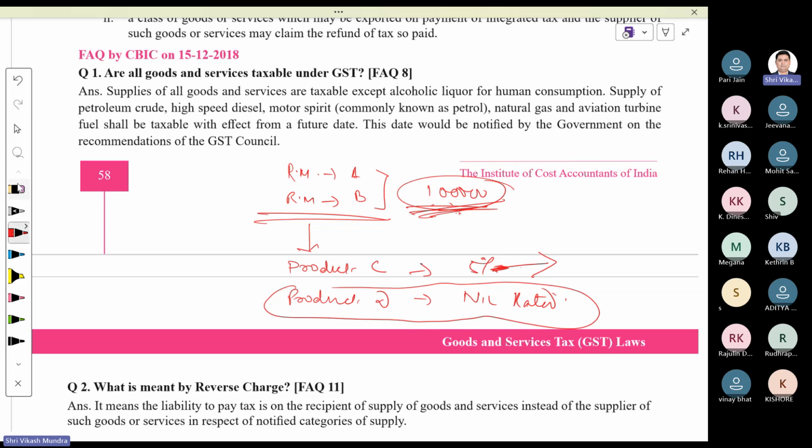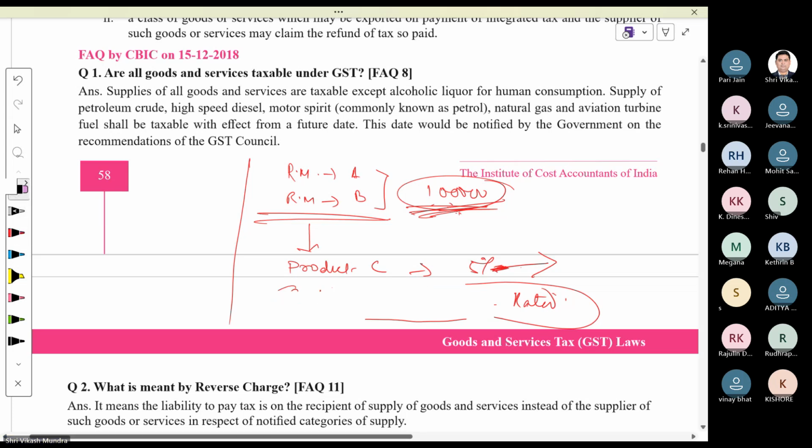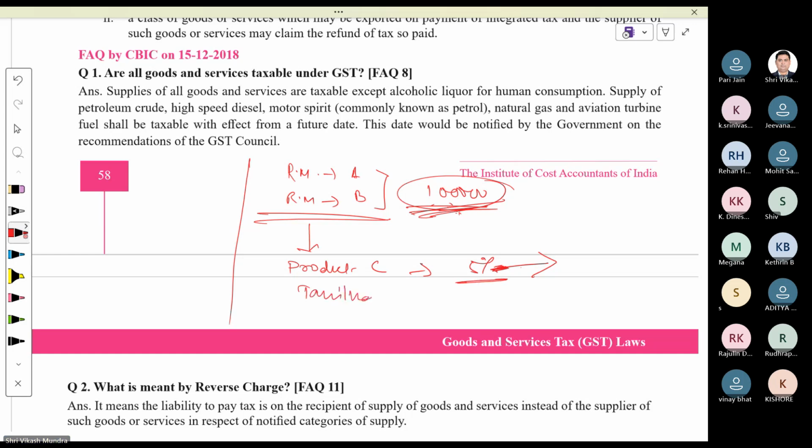On the other hand, say I delete this product D. If I sell product C, which is subject to tax at 5%, in Tamil Nadu, I am supposed to pay tax at 5%. Similarly, if I export it or supply it to an SEZ for a specified purpose, that is a zero rated supply, and I am not supposed to pay any tax on it.